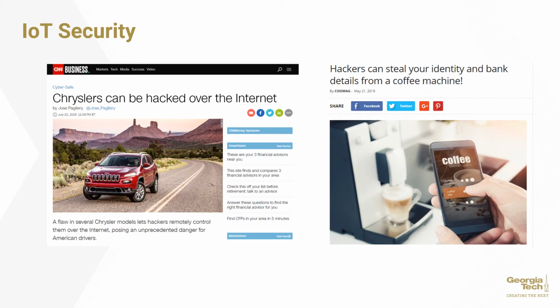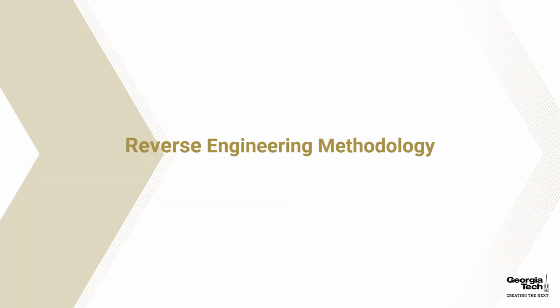Coffee machines are generally not designed for security, and neither are other small and cheap IoT devices. And if they're not secure, all they are essentially is additional vectors to get into the networks. And we can do that by using the reverse engineering methodology.